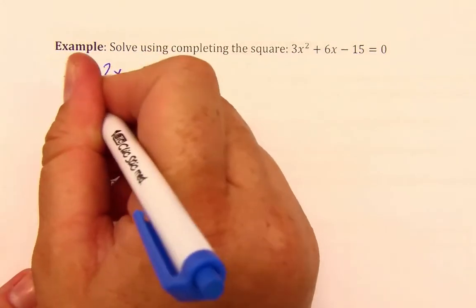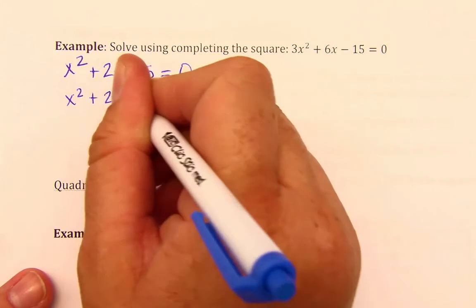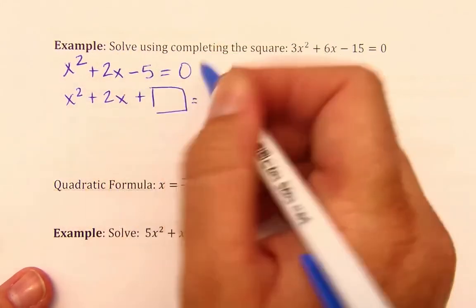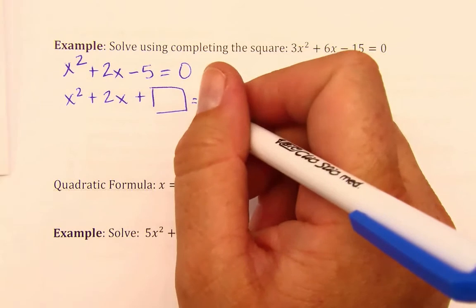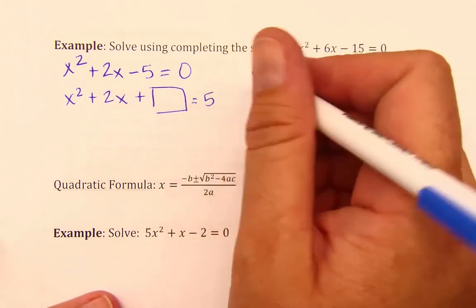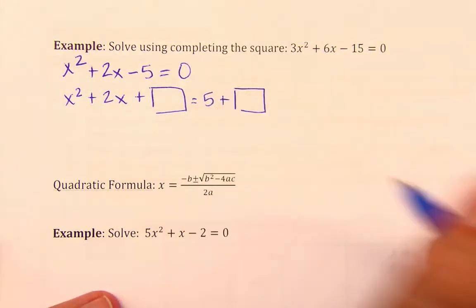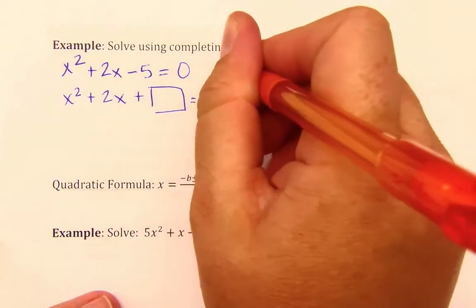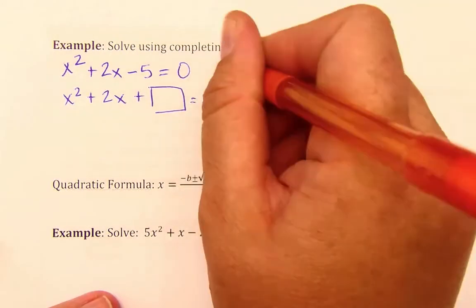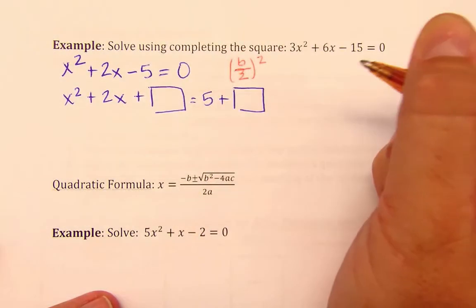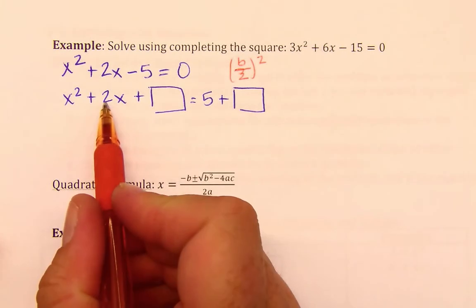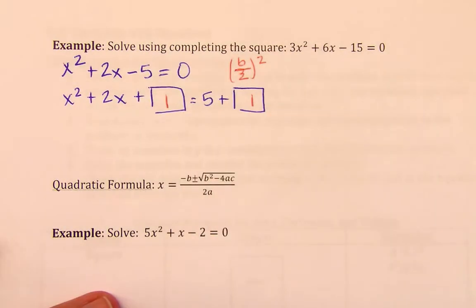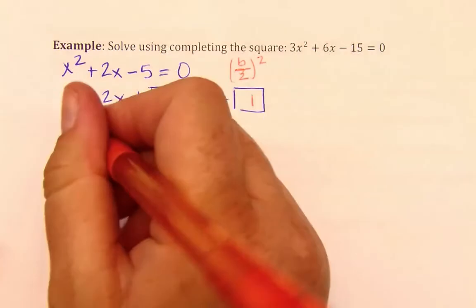So I have x squared plus 2x, and I'm going to say plus something equals, adding 5 to the other side, 5. And if I add something to one side, I have to add it to the other side. Now what's going to go in this box is our b value divided by 2, all squared. So my b value is 2, divided by 2 is 1, squared is 1. And now this is a perfect square.